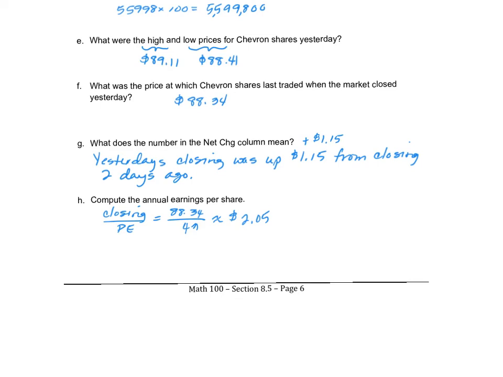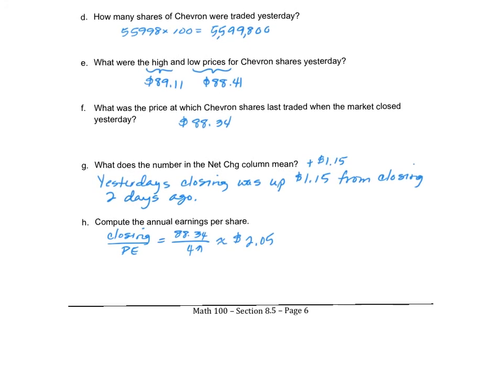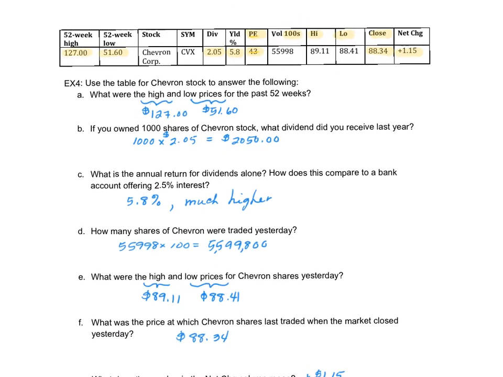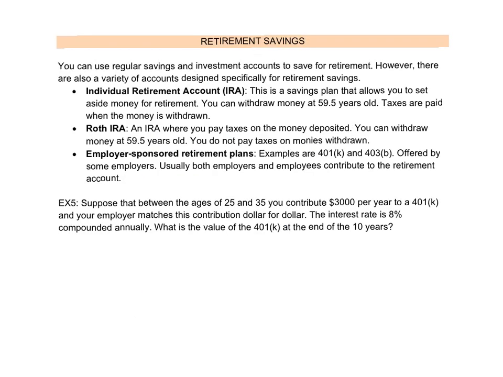Very interesting. Although this is not part of the question, remember the annual earnings are not necessarily the same as the dividends because the dividends paid could be a portion of the profit. Now the annual earnings here, so it's the earnings per share that the company made, not necessarily what was paid out, was $2.05. If you go back to the table and you look at dividends, that's also $2.05. So what that tells me is Chevron paid out 100% of their profits to their shareholders, which is awesome.